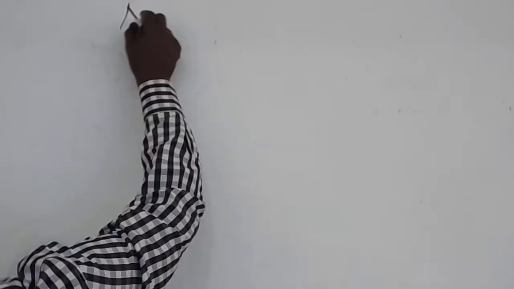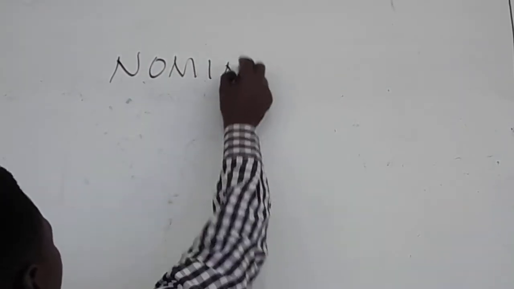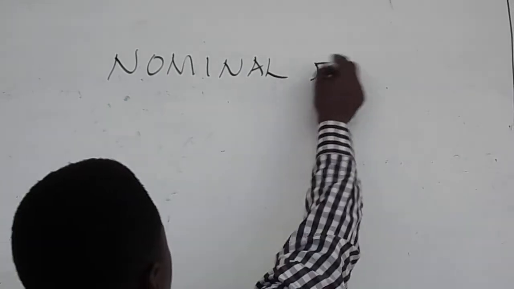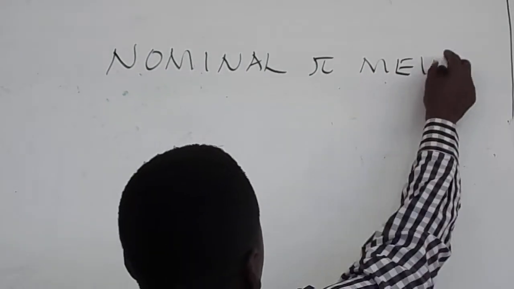This class is a continuation on the performance of transmission line in power systems, where we had discussed the short transmission line. We also discussed the nominal T method under medium transmission line. Now I want us to continue with medium transmission line, and the method of discussion today is the nominal pi method.